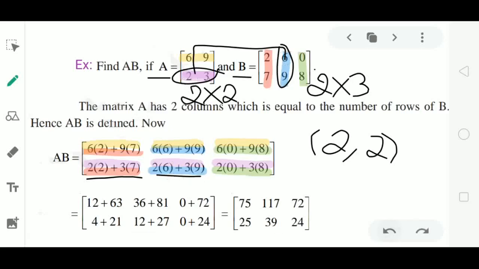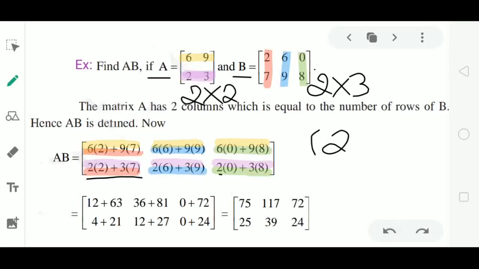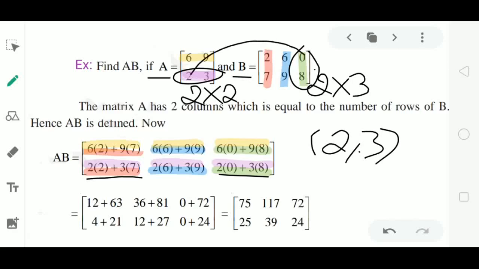Next, to find last element of second row of AB, that is element lying in second row third column, we consider second row of matrix A and third column of matrix B, multiply them element wise. 2 is multiplied with 0 and 3 is multiplied with 8. 2 into 0, 3 into 8, then we take their sum. This gives us 0 plus 24, which is 24.